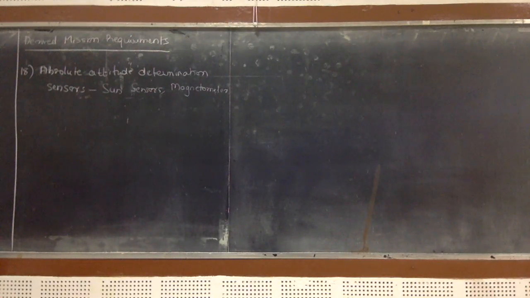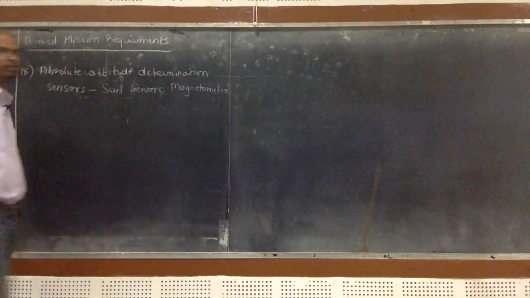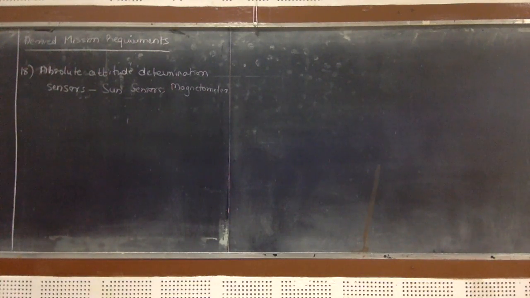Okay, what is a magnetometer? A sensor which determines the direction of the magnetic field. Essentially a three-dimensional compass, a three-dimensional digital compass.